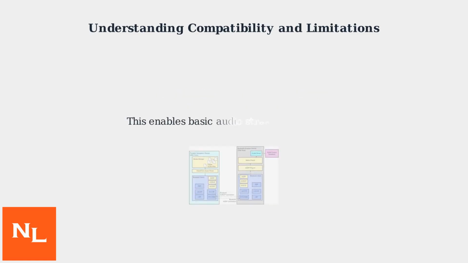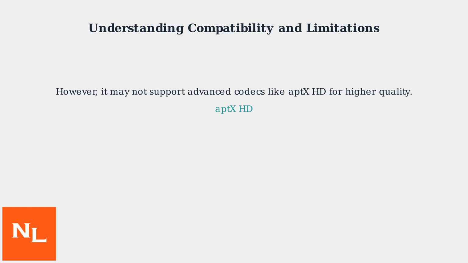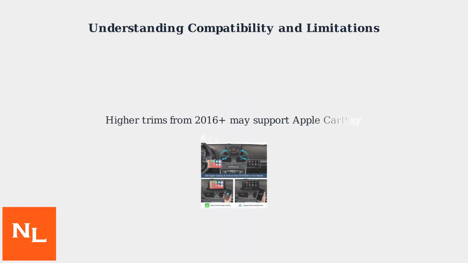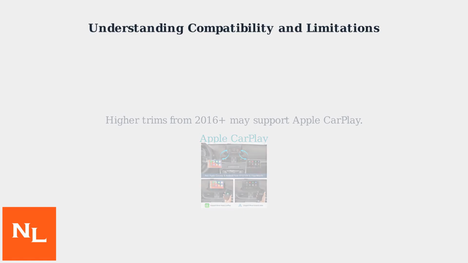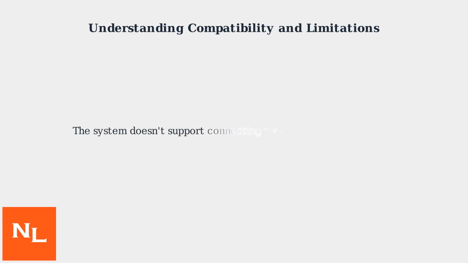The Chevrolet Trax supports Bluetooth version 2.1 or 3.0, which provides basic audio streaming capabilities. This includes support for A2DP, allowing stereo audio playback from your smartphone. However, limitations exist as it may not handle advanced audio codecs like aptX HD for enhanced sound quality. Higher trim levels from 2016 onward may include Apple CarPlay for seamless integration. For Android devices, Android Auto works best with a wired connection, as native wireless support is limited. Finally, the Bluetooth system does not allow connecting multiple phones at once.